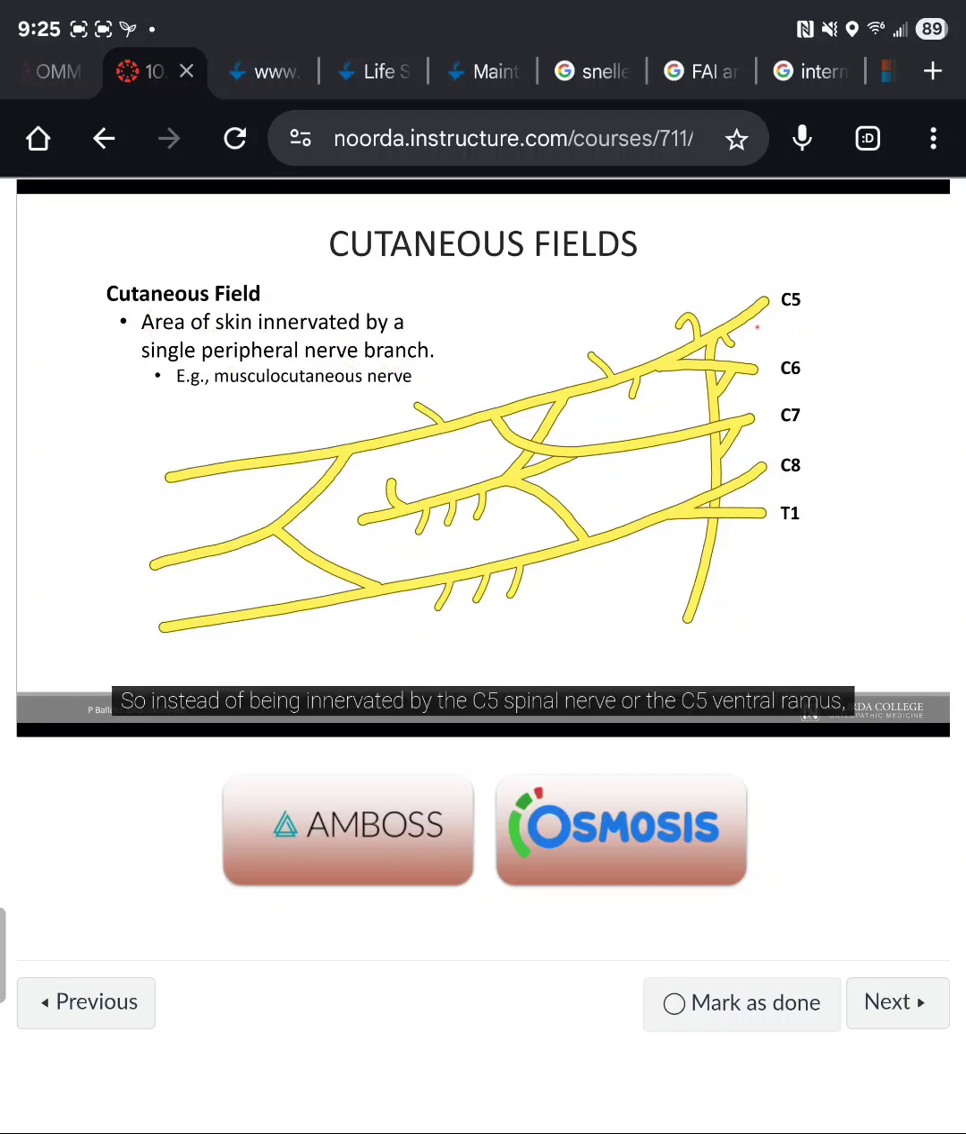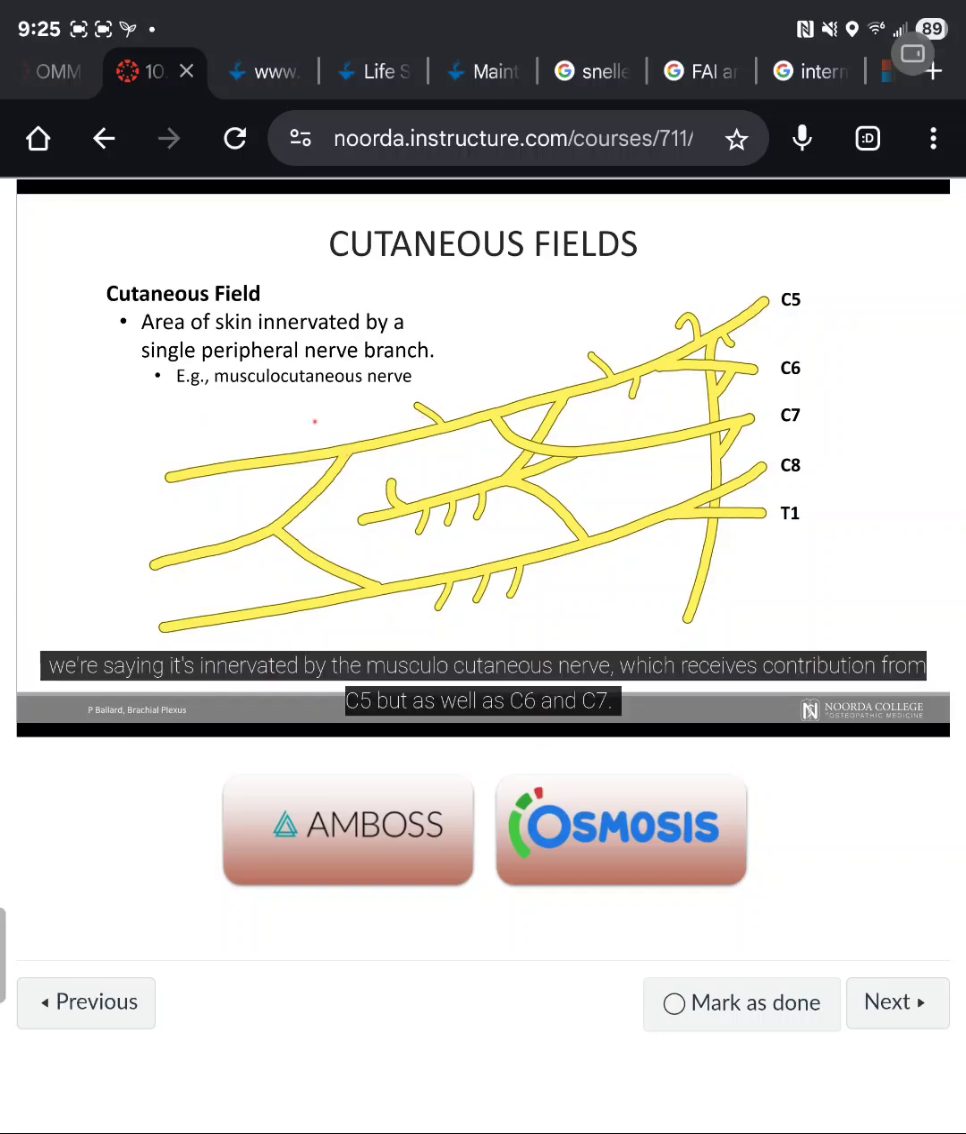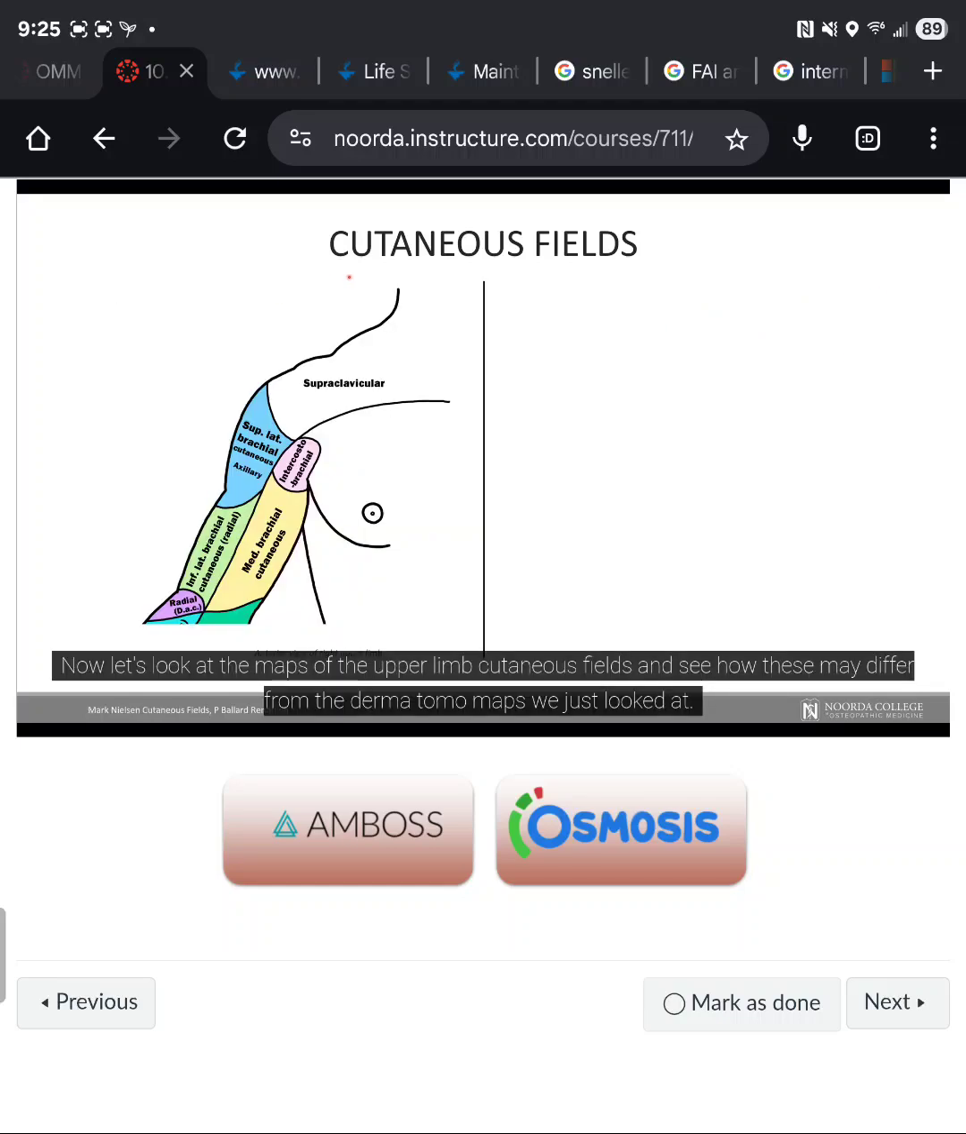So instead of being innervated by the C5 spinal nerve or the C5 ventral ramus, we're saying it's innervated by the musculocutaneous nerve, which receives contribution from C5, but as well as C6 and C7. So we'll see that cutaneous fields are going to have a different distribution than the dermatomal maps that we just saw. Now let's look at the maps of the upper limb cutaneous fields and see how these may differ from the dermatomal maps we just looked at.